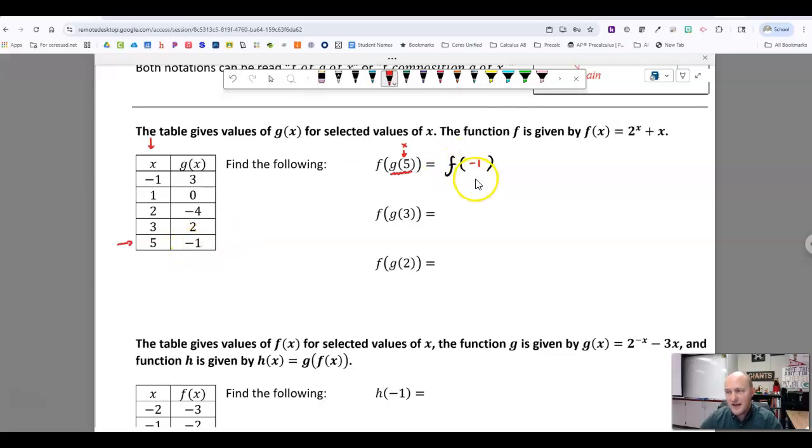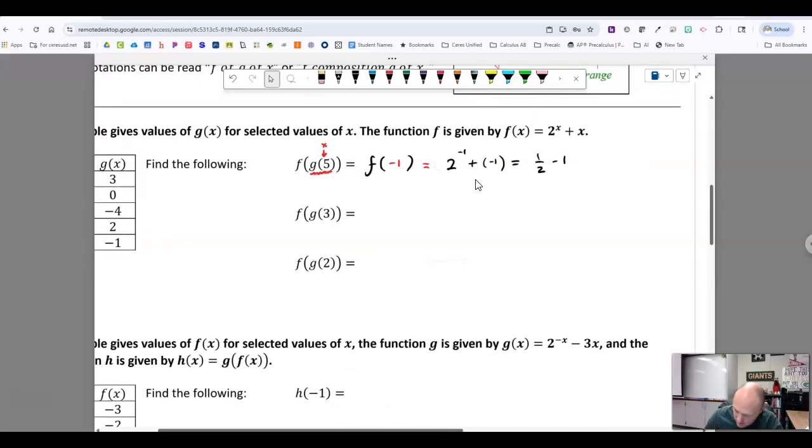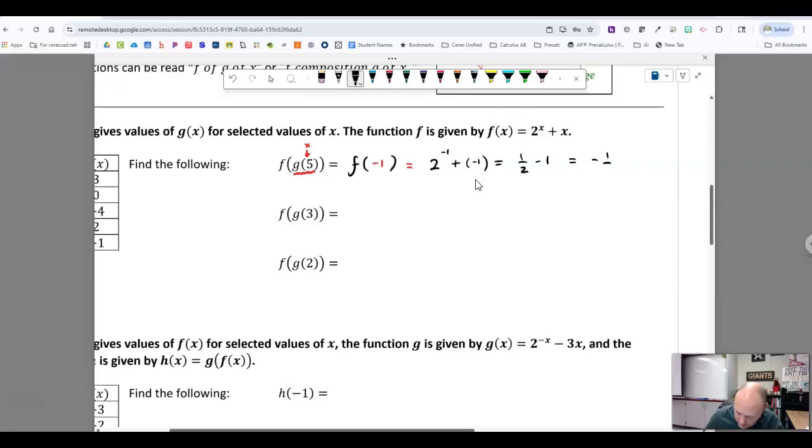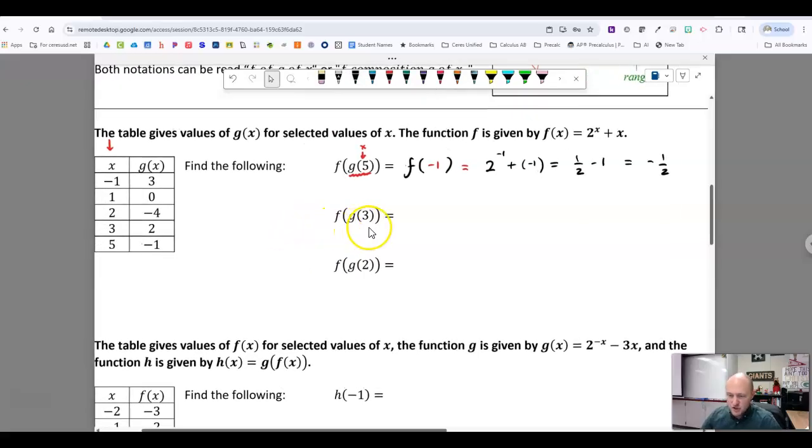Now I have to evaluate f at that location. So I'm going to plug that into my function up here. We get 2 to the power of -1 plus -1, and this gives us 1/2 minus 1, which equals -1/2, or -0.5.